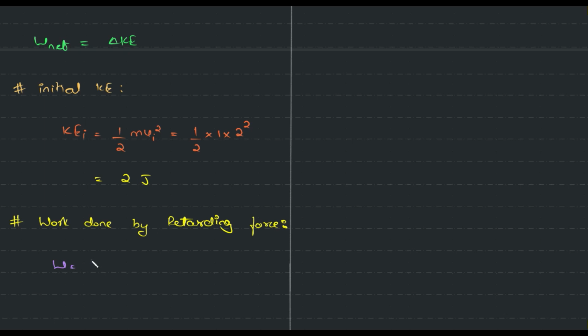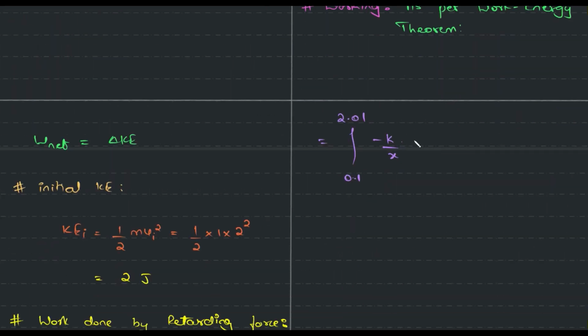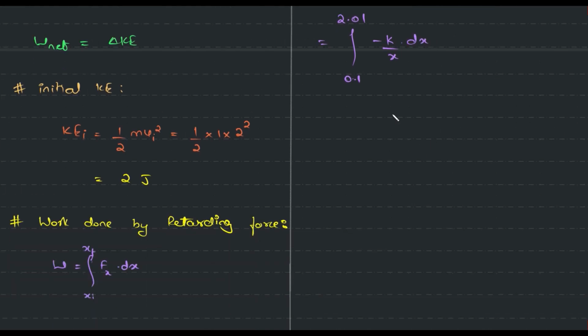So we have the integral of F dx from x initial to x final, right? That's your formula. So this would be, it is moving from 0.1 to that weird value, 2.01. Force is minus k by x, I think it's k by x. Yeah, into dx. So this is to do with log, minus k log of x, from 0.1 to 2.01.